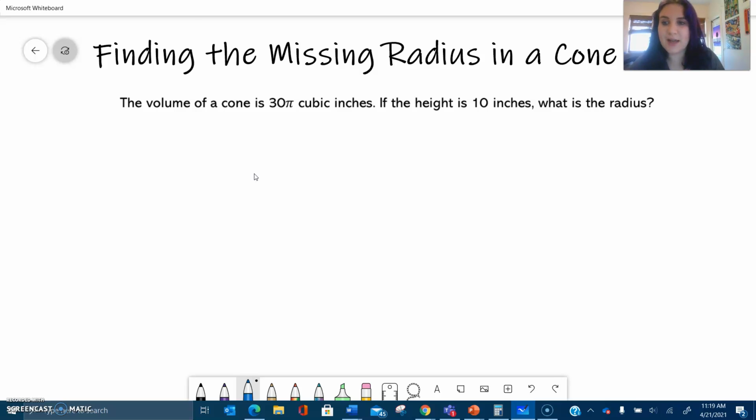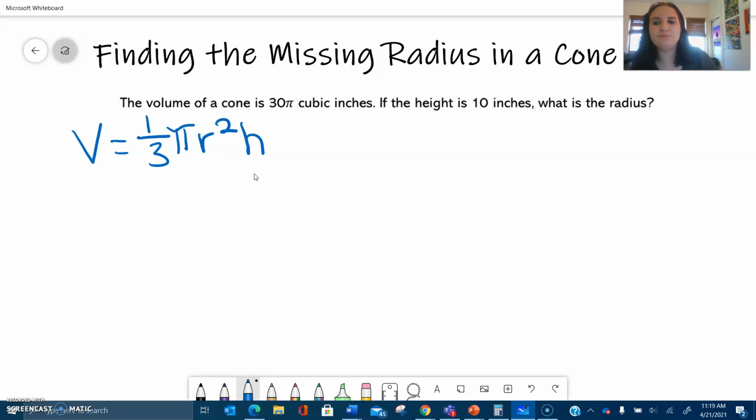So the first step is to write out the formula for the volume of a cone. So the volume of a cone is V equals 1/3 times pi times the radius squared times the height. So all of these put together, they're all multiplied.